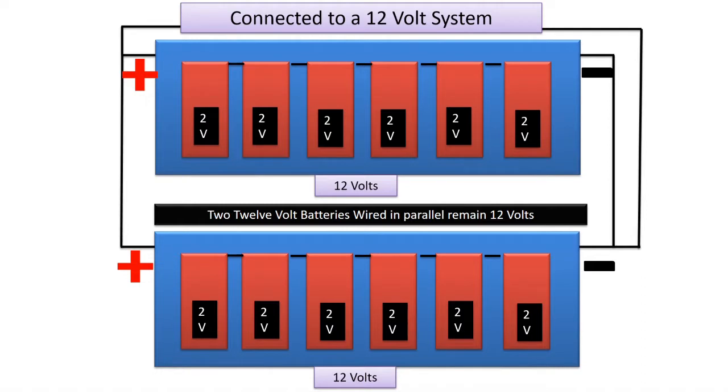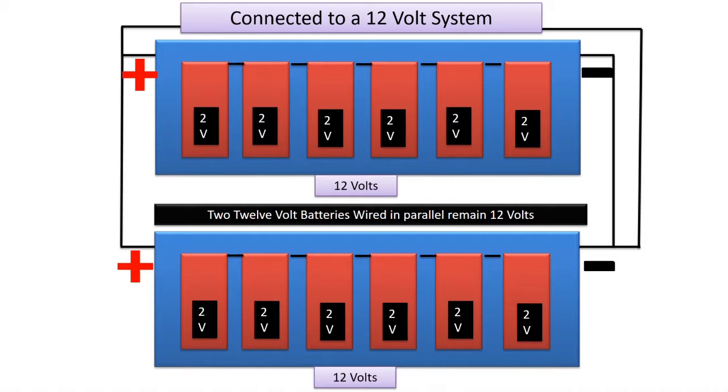Another common configuration is to wire two 12-volt batteries in parallel. Unlike series wiring, combining two 12-volt batteries in parallel has no effect on the system voltage at all. The combined voltage remains 12 volts. There is an advantage in storage capacity, which is coming up soon in this video.